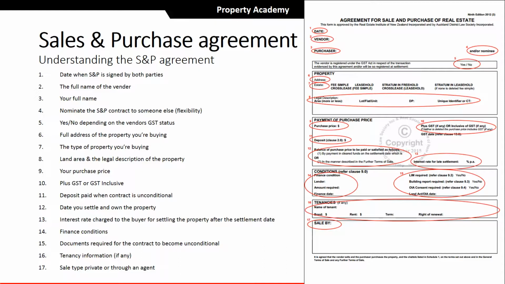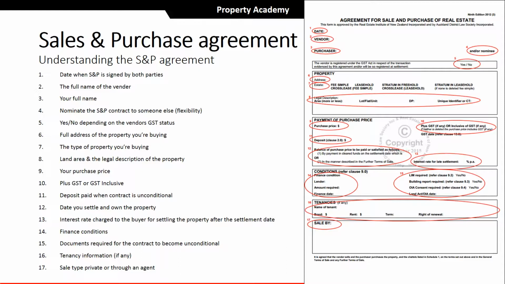And now we move over to number 13, which is the interest rate charged to the buyer for settling the property after the settlement date. So basically, number 13 means that if you don't settle on the agreed date, there's actually a penalty you have to pay to the vendor, and this normally comes in the form of a percentage on the purchase price. So the normal range agents normally set for this interest rate is anywhere between 12 to 14% of the purchase price.